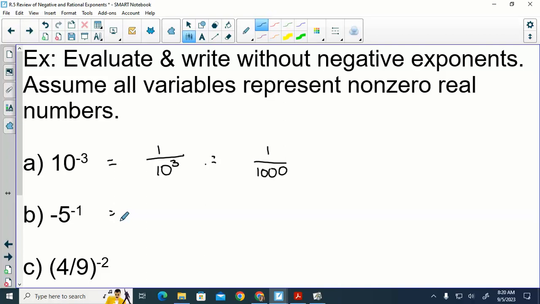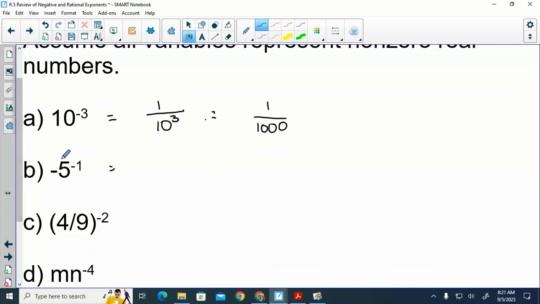Negative 5 to the negative 1. Exponents only touch what's directly in front of them. So the negative 1 is just flying to the 5. That other negative just stays out in front. So 5 to the negative 1 would be 1 over 5. So we get negative 1 over 5.